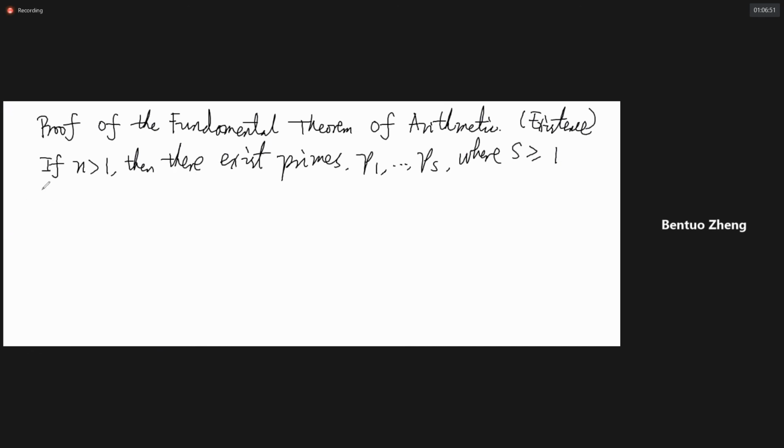such that n is equal to P1 times P2 times ... times PS, and P1 is less than or equal to P2, less than or equal to ..., less than or equal to PS. So this is what we want to prove, okay?